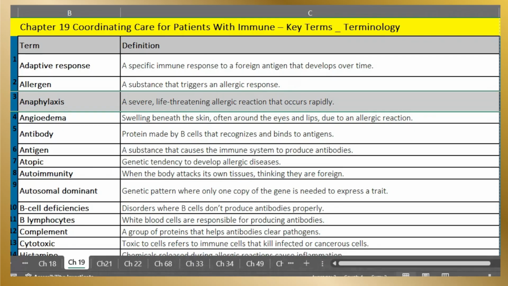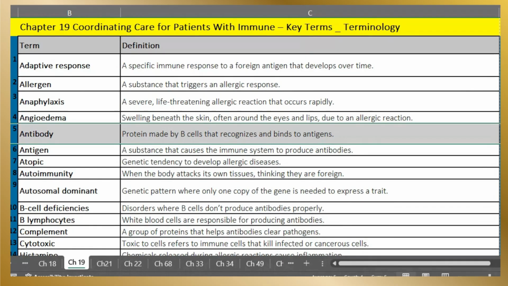Then we have the next one, angioedema. It's swelling beneath the skin, often around the eyes and lips, due to an allergic reaction. Angio means vessel, and the swelling is due to vessel leakage. Edema is that swelling.